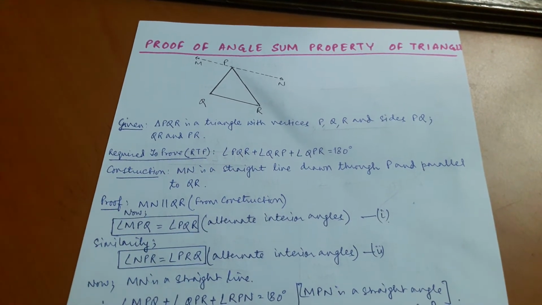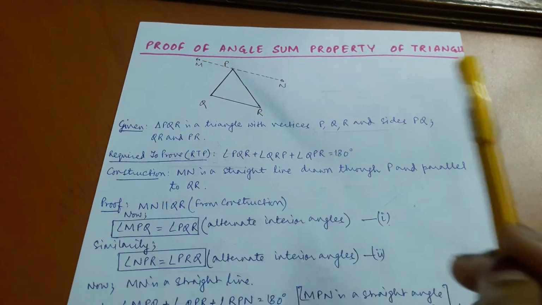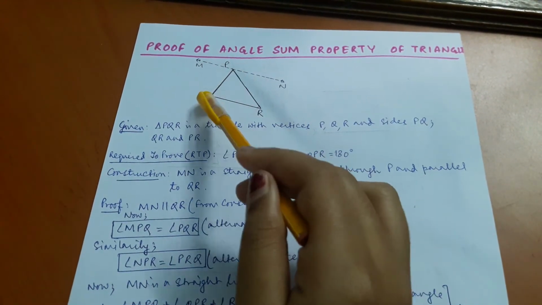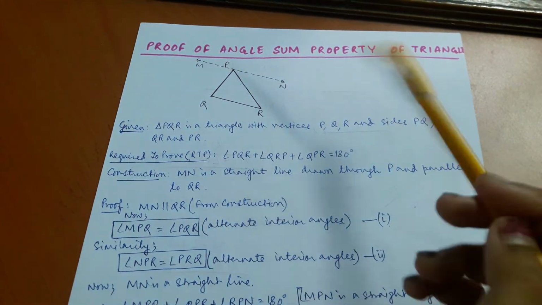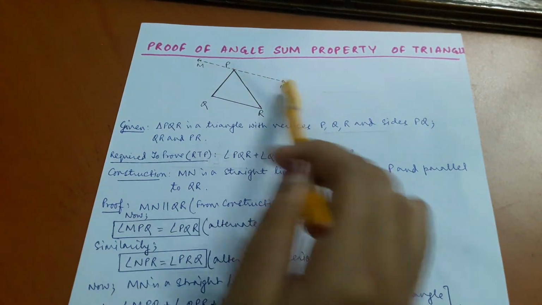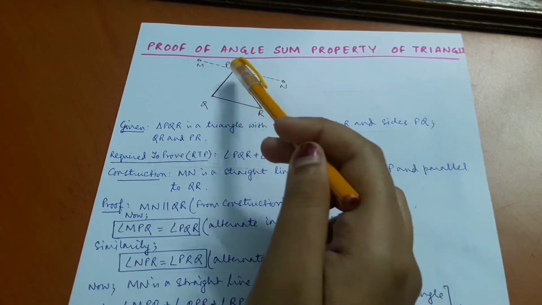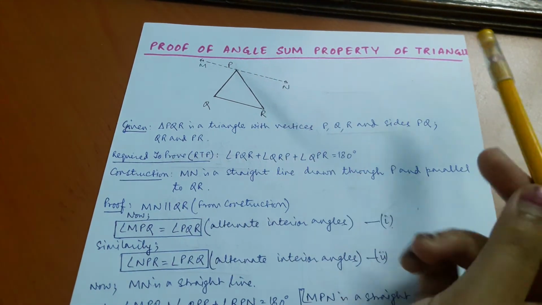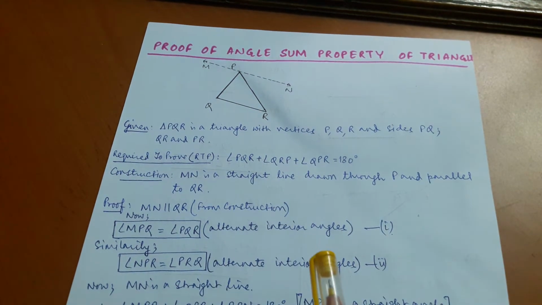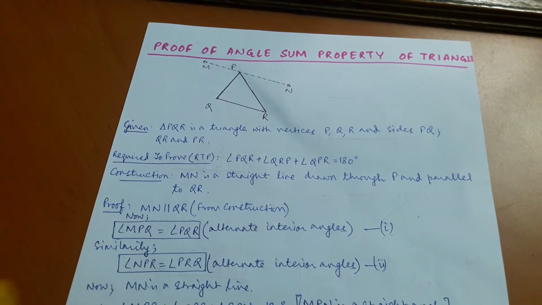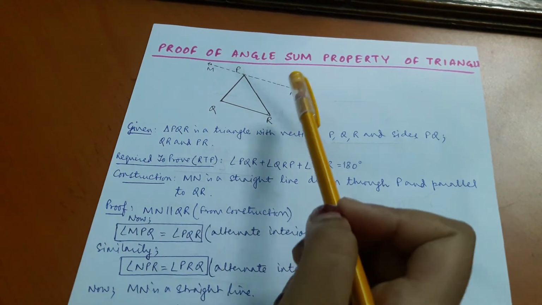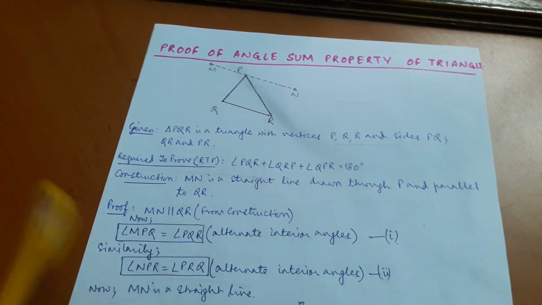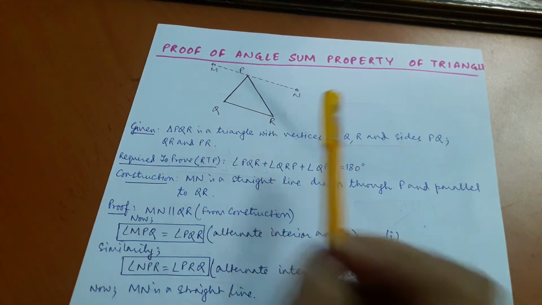Now look, proof of angle sum property of triangles. So clearly PQR is a triangle, simple. PQR is just a triangle, and one extra thing is that MN is a separate line passing through P and parallel to QR. This MN is a separate construction. We have separately drawn it, apart from the given figure, because this is required for the proof. To prove the angle sum property of triangles, it is necessary to draw MN.